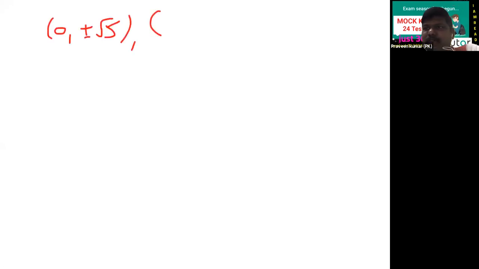0, plus or minus root 5. Ends of the major axis, correct. Ends of the major axis 0, plus or minus root 5. And ends of the minor axis plus or minus 1, 0.